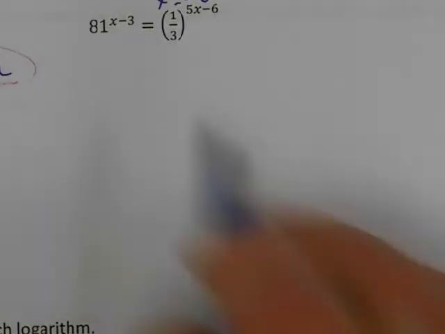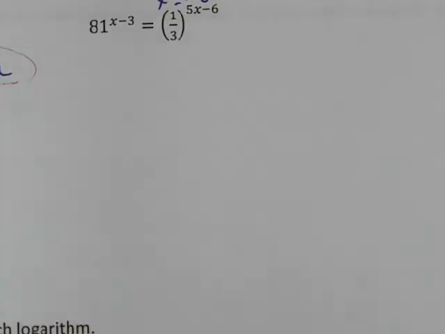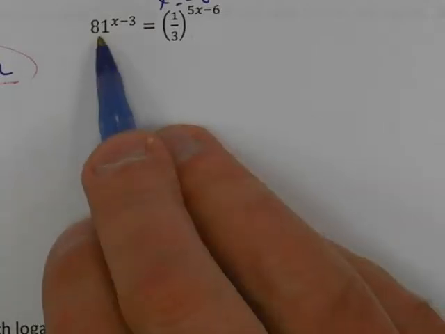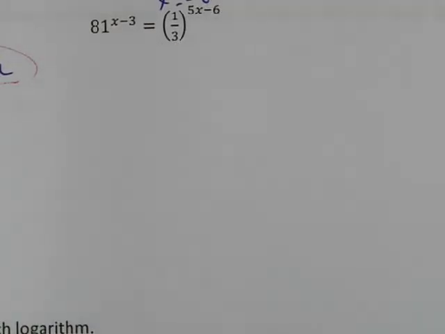All right, here we've got 81 to the x minus 3 and 1 over 3 to the 5x minus 6. So again, the first thing we want to do is find our common base. So ignore any fractions or exponents or radicals if you have those. We just want to focus on the numbers. So I've got 81 and I've got a 3. How can I write those with the common base?